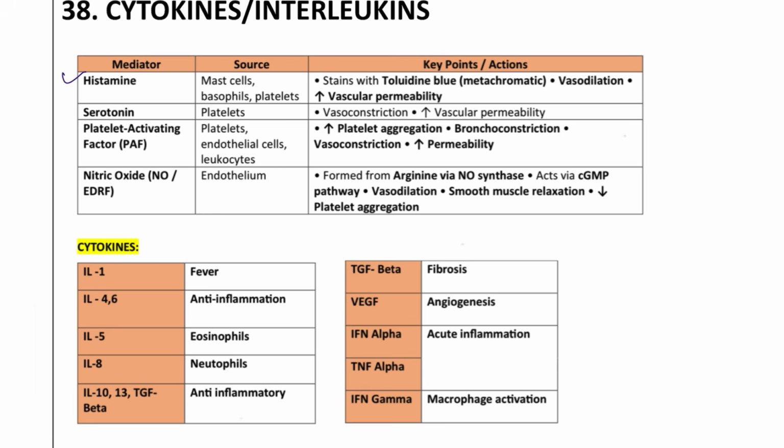Cytokines. Histamine's main action is vasodilation and vascular permeability, and histamine is released by mast cells, and mast cells will be stained by toluidine blue. These two questions are asked. Serotonin is important for vasoconstriction and vascular permeability. Platelet activating factor improves platelet aggregation, vasoconstriction, bronchoconstriction, and permeability. Nitric oxide is endothelial, and it acts via arginine. It will cause cGMP activation so that vasodilation and smooth muscle relaxation will be seen.